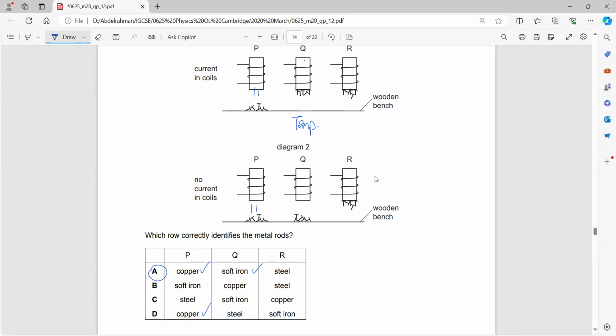Why is R steel? Because it became a permanent magnet. The nails were attracted to the rod permanently. Any questions?